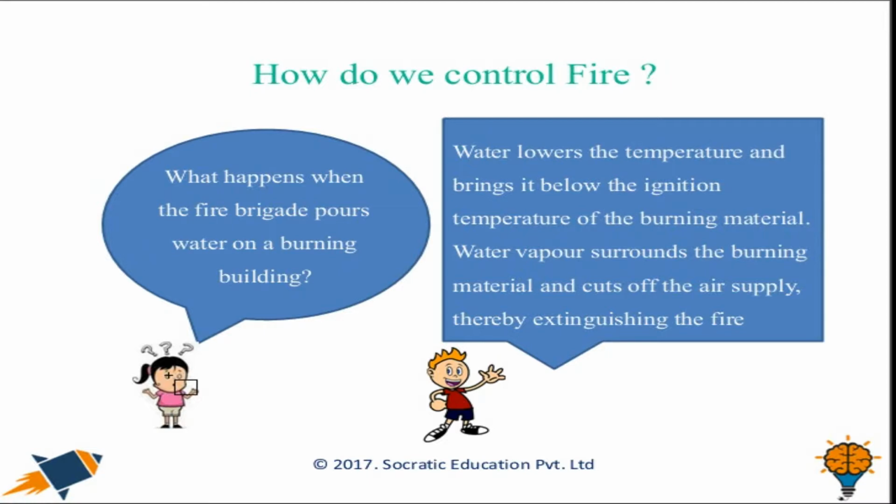Water lowers the temperature and brings it below the ignition temperature of the burning material. Water vapors surround the burning material and cut off the air supply, thereby extinguishing the fire. So as we found, when the fire brigade pours the water, it brings down the ignition temperature, and there is also a lack of oxygen. Because of the absence of these two things, the fire comes under control.